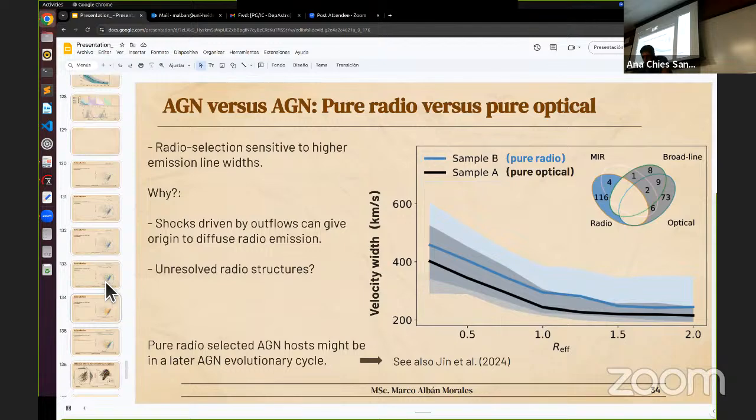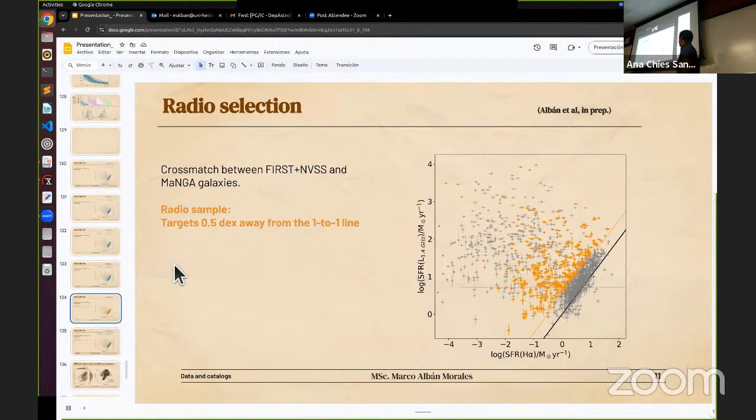And my selection of radio AGN is basically using what star formation rate we would have from gigahertz luminosities compared to H alpha, and throwing a line here at 0.5 dex away from the 1-to-1 relation, if both predictors of star formation rate would be the same. So this is my radio sample. The ones that are still gray are the ones that didn't have enough signal to noise to study the ionized plasma. So your sample is the orange one, yes.